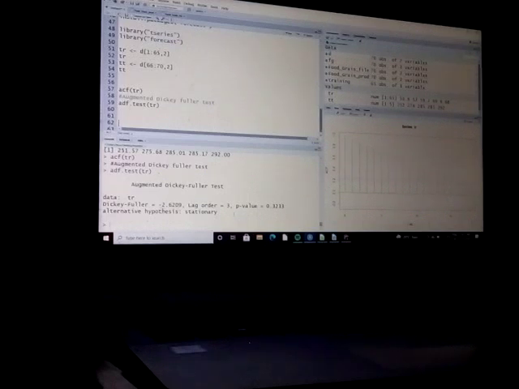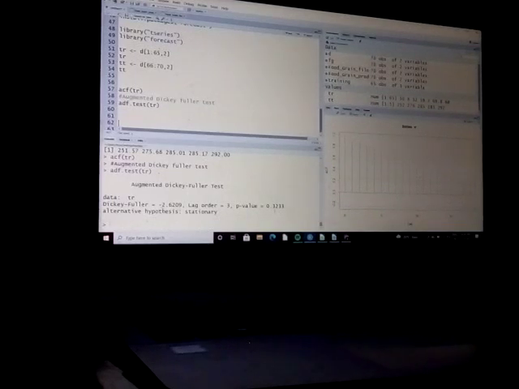The lag order is 3. So this is the Dickey-Fuller test, this is the value of the test statistic, and you can check the p-value, 0.32. Lag order 3 means yt minus 1, yt minus 1 minus yt minus 2, and yt minus 2 minus yt minus 3. So the p-value is 0.3233, which is greater than 0.05.